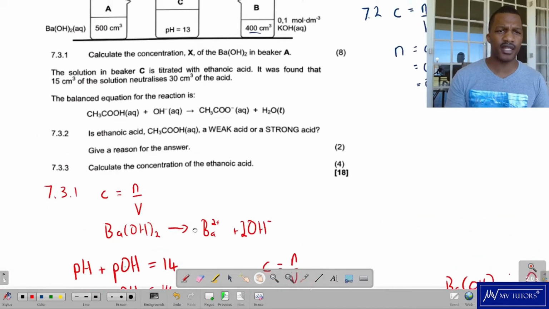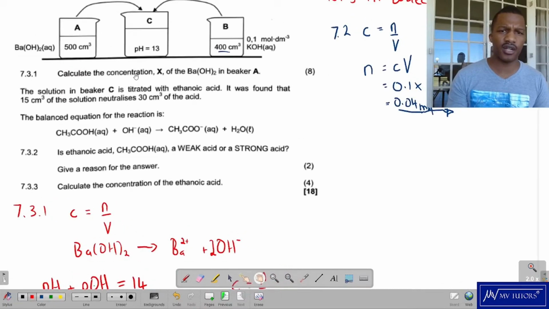It says, where were we? We just calculated the concentration. Okay, the solution in beaker C is titrated with ethanoic acid. It was found that 15 centimeter cube of the solution neutralizes 30 centimeter cube of the acid. The balanced equation for the reaction is that.